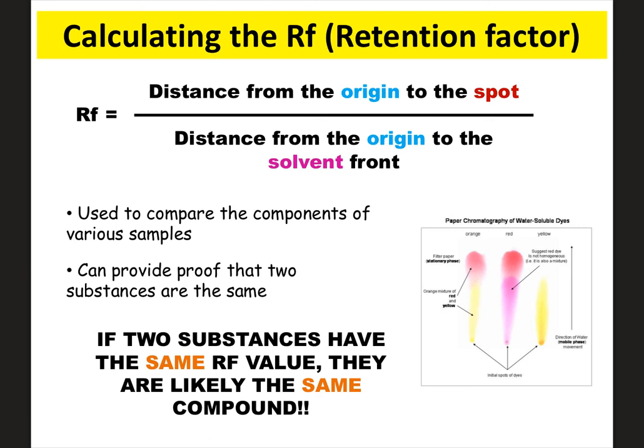Typically here, if two substances have the same RF value, they're usually the same substance. So this would be something you would analyze once you did the chromatography. You would make these measurements and be able to hopefully compare and identify substances.